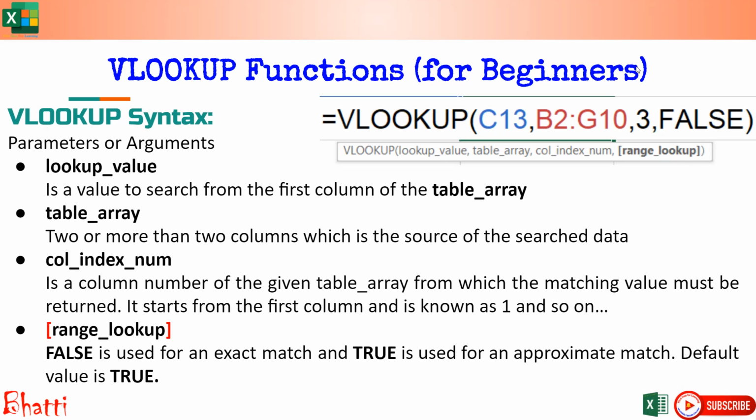Range lookup has only two possible inputs: TRUE or FALSE. TRUE is the default value, which means approximate match, and FALSE is an exact match. We will see in the example how to use TRUE or FALSE, and what the use of TRUE and FALSE is as well.